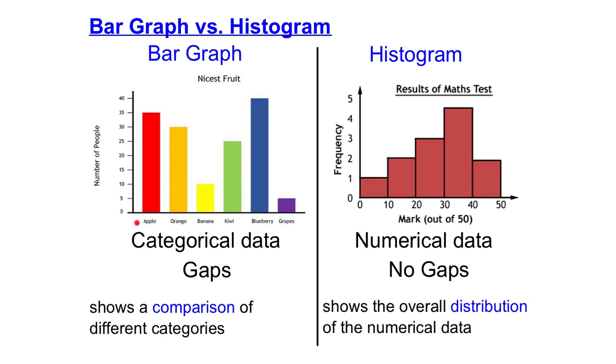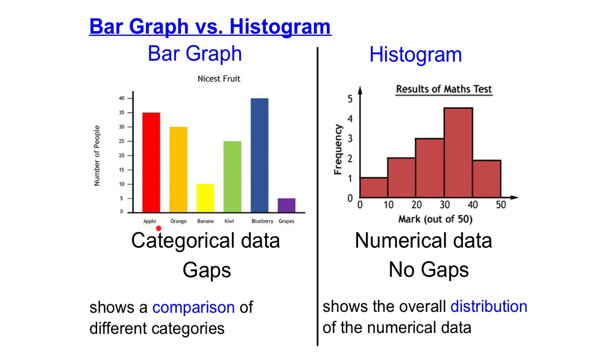If you look at the data that's being graphed in this example, apple, orange, banana, kiwi, blueberry, grape, these are different categories of fruit. Whereas here, a mark out of 50: 0, 10, 20, 30, 40, 50. Think about that mark out of 50. You don't just have a mark of 0 or 10 or 20 or 30, etc. You can have a mark of any number in between 0 and 10, any number in between 10 and 20, any number in between 20 and 30, etc.